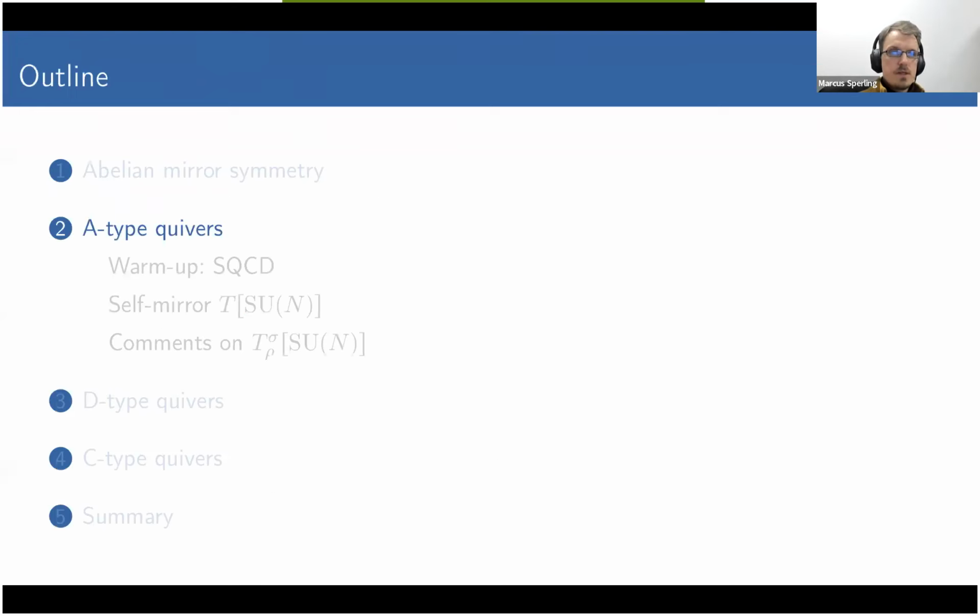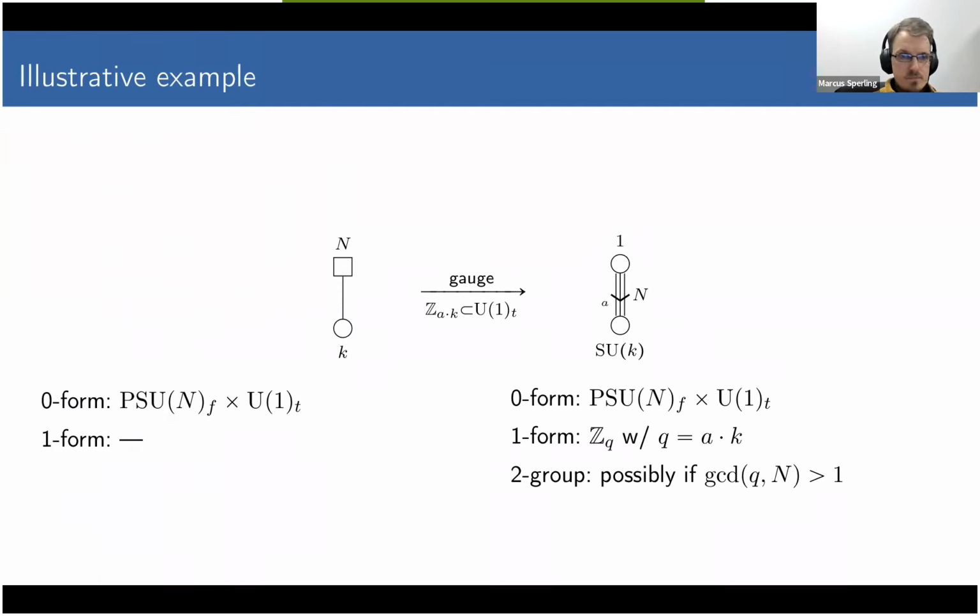Right. So that was what I planned for the abelian part to get started. Any questions about this before we go on to the TSVM part? Okay, if not, then let's get a warm-up on the non-abelian things and start with SQCD.